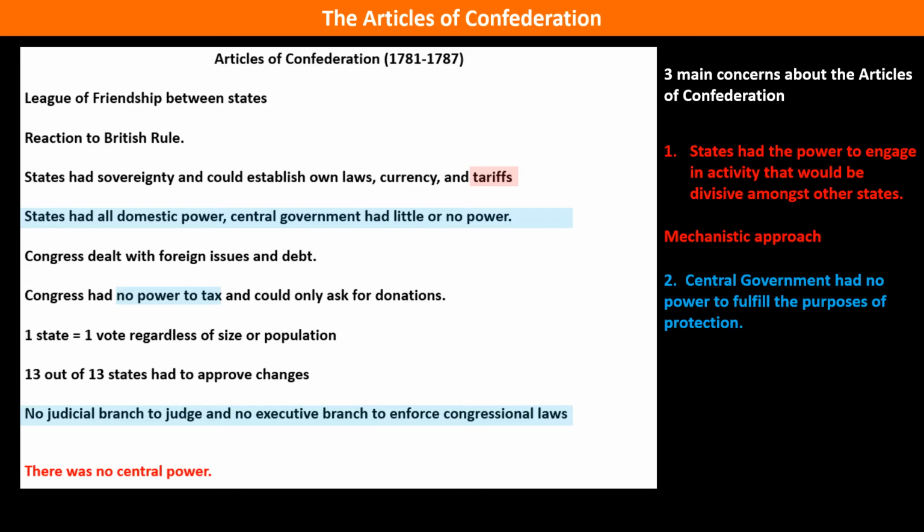Second, the central government failed to fulfill any of its purposes, including protection. There was no power to create, pay for, or enforce programs or laws. Instead, it relied simply on monetary donations from the states.